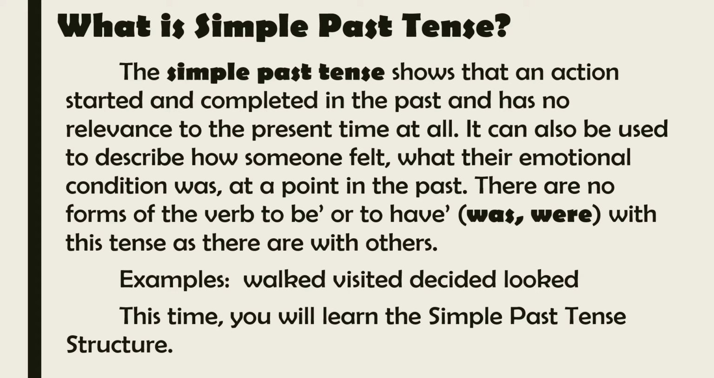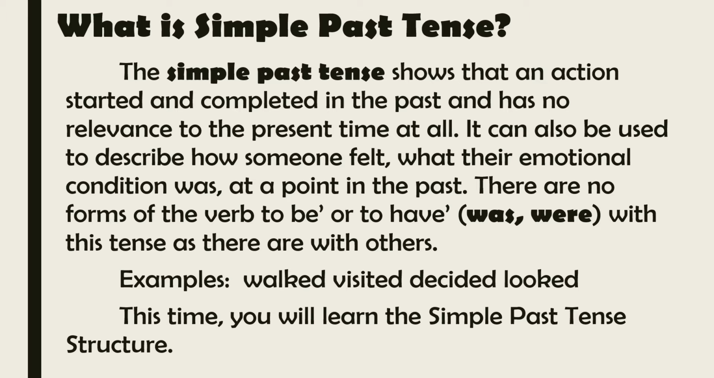So, by the way, what is a simple past tense? The simple past tense shows that an action started and completed in the past and has no relevance to the present time at all. It can also be used to describe how someone felt, what their emotional condition was, at a point in the past. There are no forms of the verb to be or to have, or was and were, with this tense as there are with others. Examples: walked, visited, decided, looked.